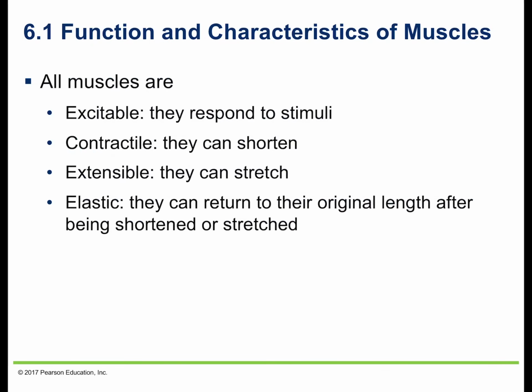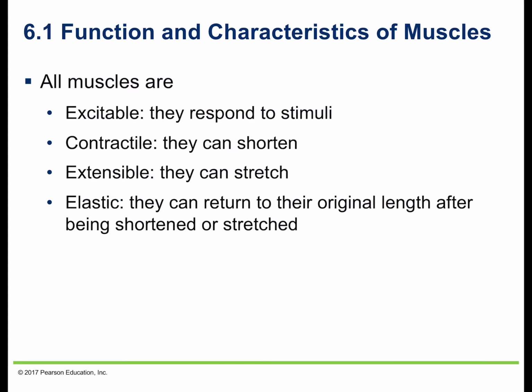So some characteristics that they all share: they are excitable, they can respond to a stimulus. This would be like a nerve impulse. They are contractile, so when you actually take your biceps and you bring your fist to your shoulder, your biceps brachii, that muscle right there on the anterior part of your arm, is actually shortening.